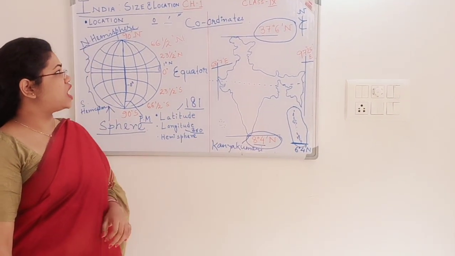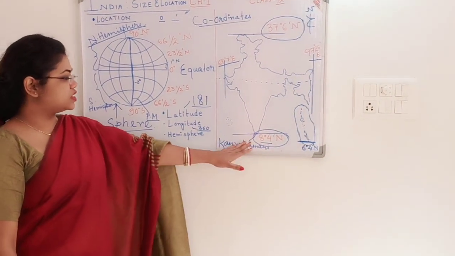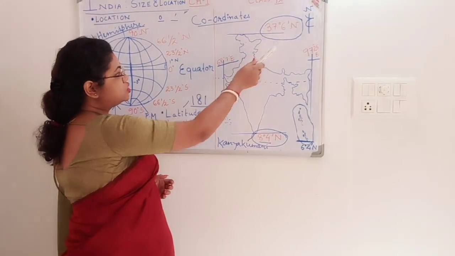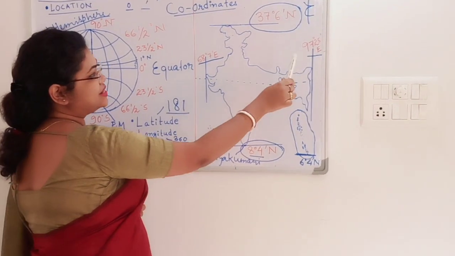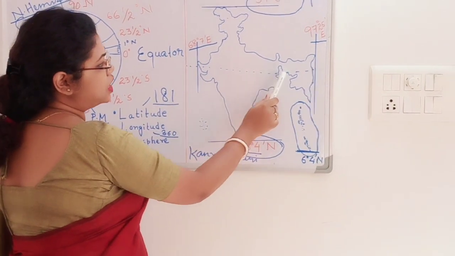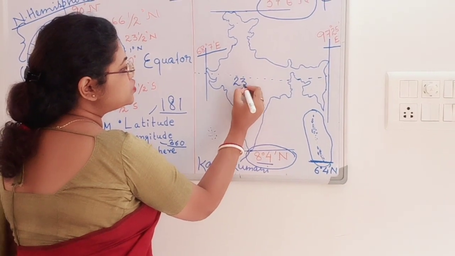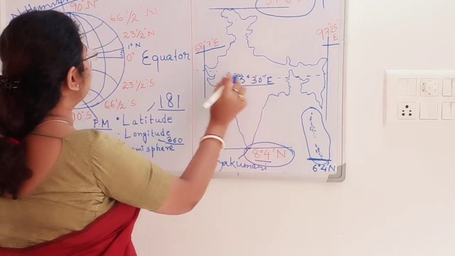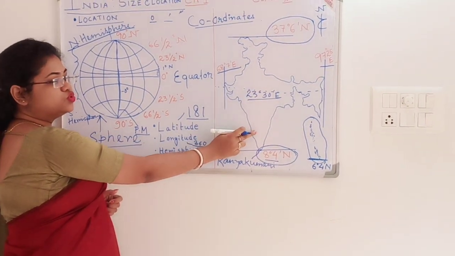Now, if anybody asks you what is the location of our country, you will say the location of our country is the latitudinal extent 8 degree 4 minute north to 37 degree 6 minute north, and the longitudinal extent is 68 degree 7 minute east to 97 degree 25 minute east. And see this dotted line inside our country. This is also our latitude. The value of this latitude is 23 degree 30 minute north, and it is our Tropic of Cancer, which actually divides our country into two parts.